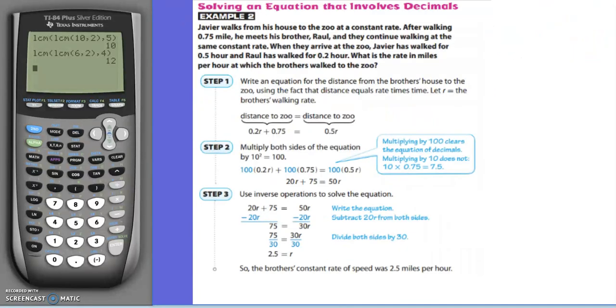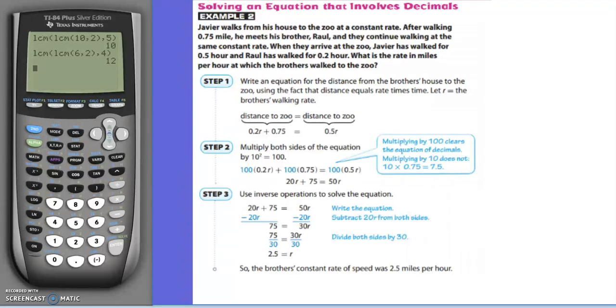Okay, let's go to example 2. Javier walks from his house to the zoo at a constant rate. After walking 7/500ths of a mile, he meets his brother Raul, and they continue walking at the same constant rate. When they arrive at the zoo, Javier has walked for half an hour, and Raul has walked for 2/10 of an hour. What is the rate in miles per hour at which the brothers walk to the zoo?